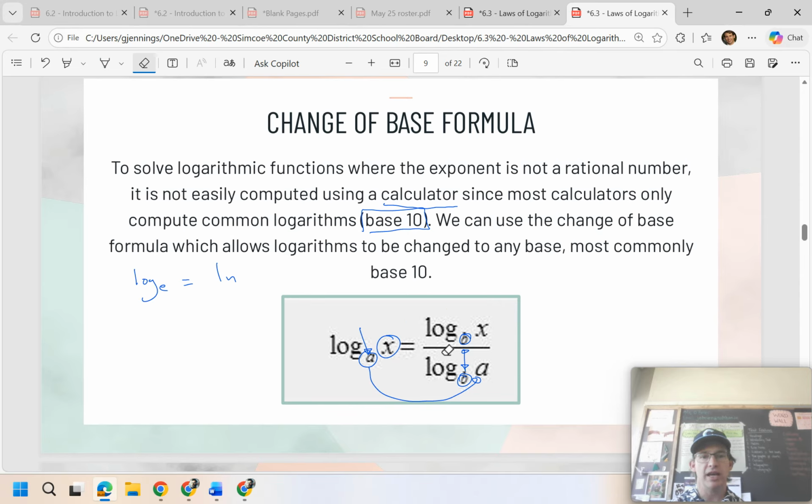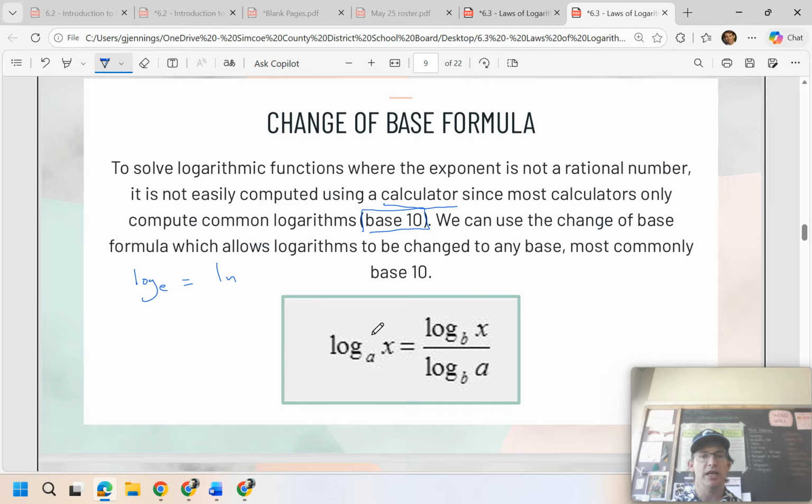On our test for this unit, there's only one test. It will be a calculator test. But if you have a fancy calculator that calculates logarithms that are not in base 10, like you can change your base, I still want to see this.